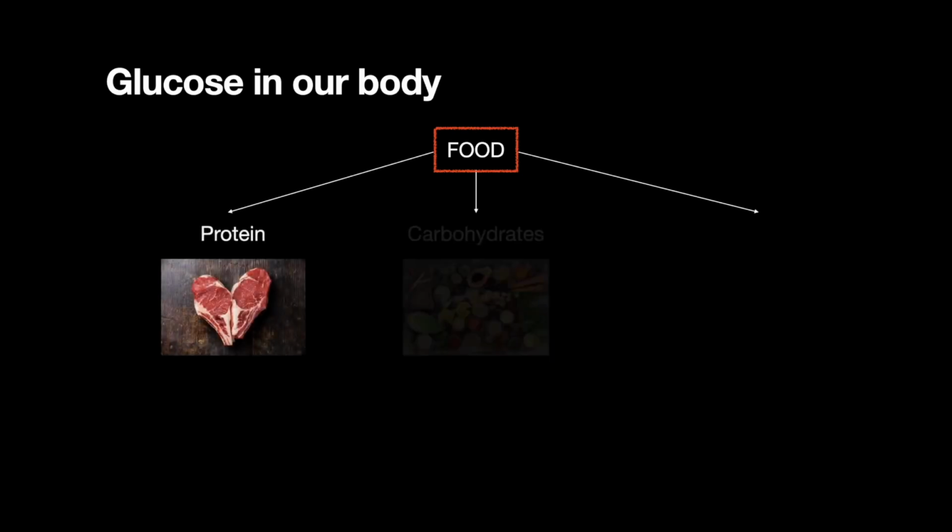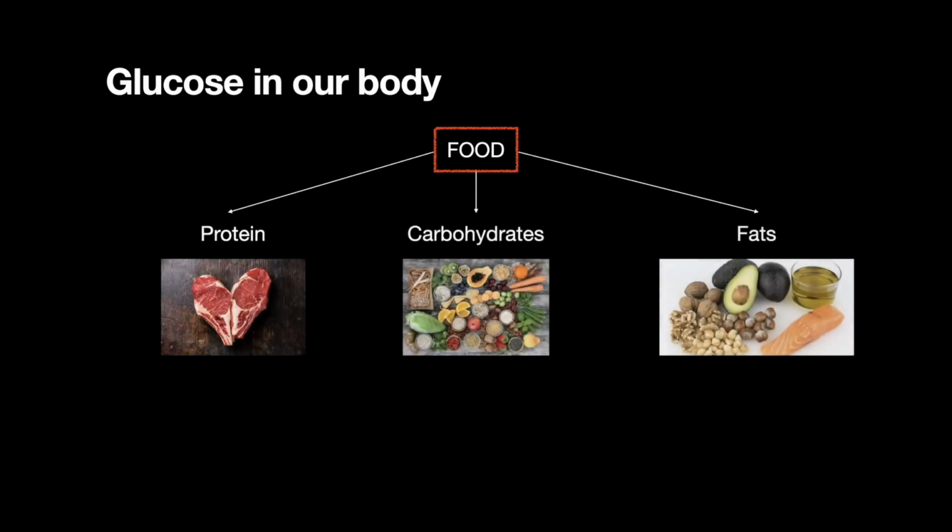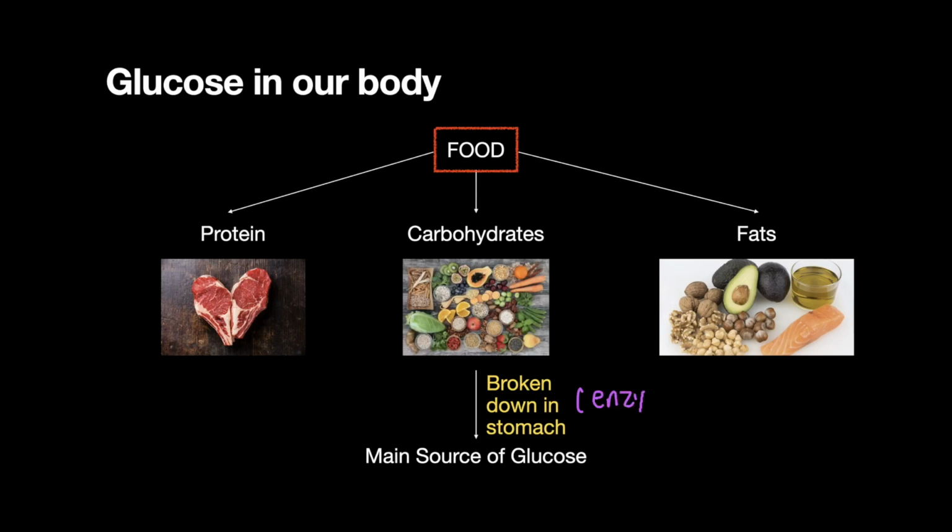As we are all aware, there are three main macronutrients that we all take in: protein, carbohydrates, and fats. Carbohydrates are our main source of glucose because carbohydrates are broken down by enzymes to form your monosaccharides like fructose, galactose, and glucose, which are absorbed by your cells in various organs around your body for their energy purposes.